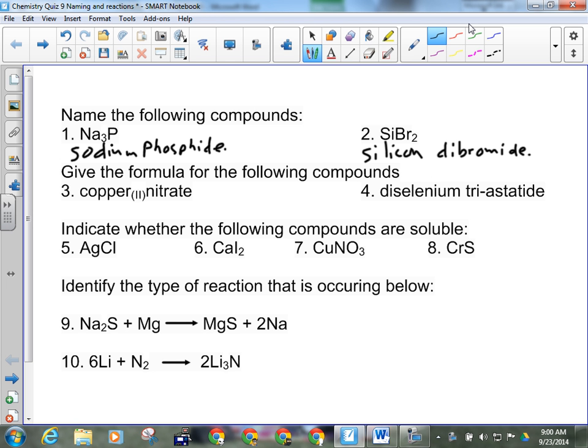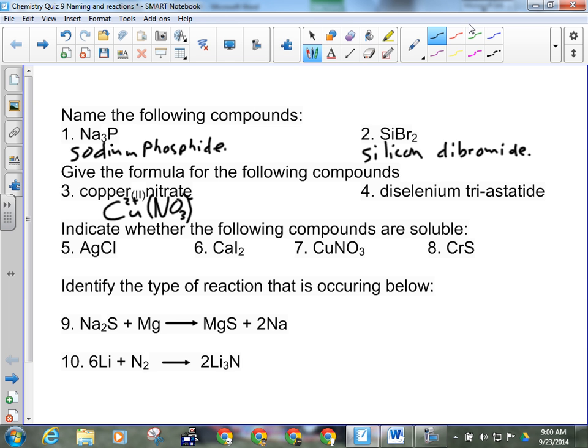Okay, give the formula for the following compounds. Copper(II) nitrate. So we know copper is Cu, and the Roman numeral tells us it's the 2+ kind. All right, nitrate is NO3, and it has a -1 charge. So when we drop and swap, the 1 goes on the copper, and the 2 goes outside of a set of brackets on the nitrate. So Cu(NO3)2.